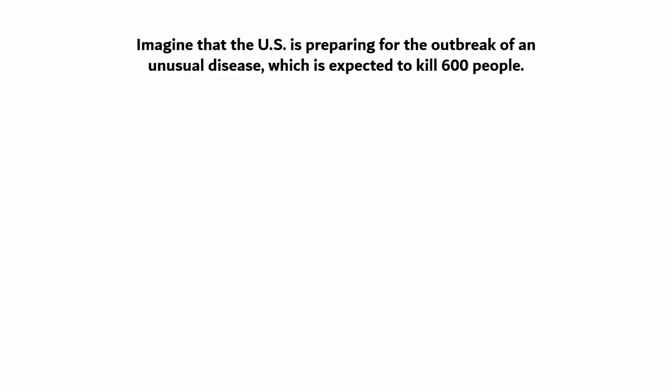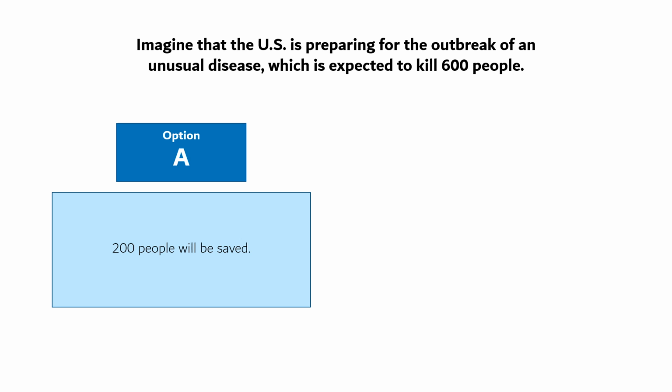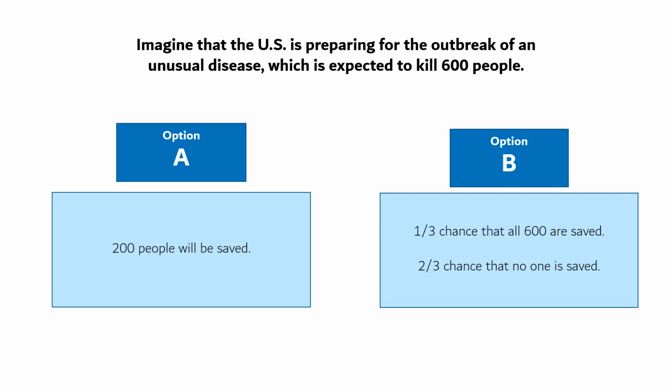Let's do another one. Imagine that the US is preparing for the outbreak of an unusual disease, which is expected to kill 600 people. You're the President of the United States, and we're looking to you to make a decision. Due to limited resources, we have to choose between two plans. Option A. This plan will save the lives of 200 people. Option B. There's a 1/3 chance this plan saves all 600 lives, but a 2/3 chance that it doesn't save anyone. Which would you go for? Pick one now and remember it.